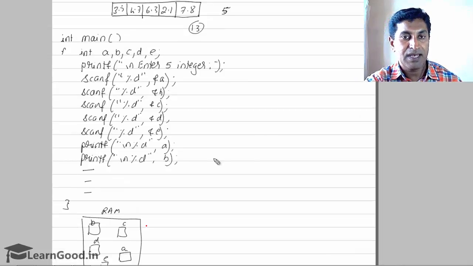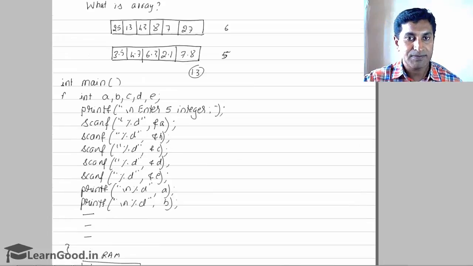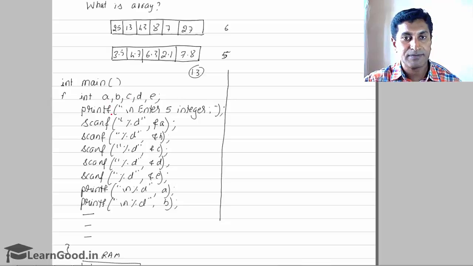The length of the code can be reduced by going for arrays. So what you can do is, instead of declaring 5 different integer variables, you can declare an array. That can be done like this. To declare a 5 integer array, you can just give int.